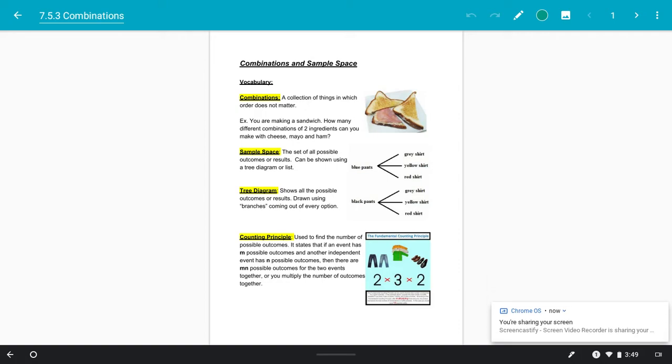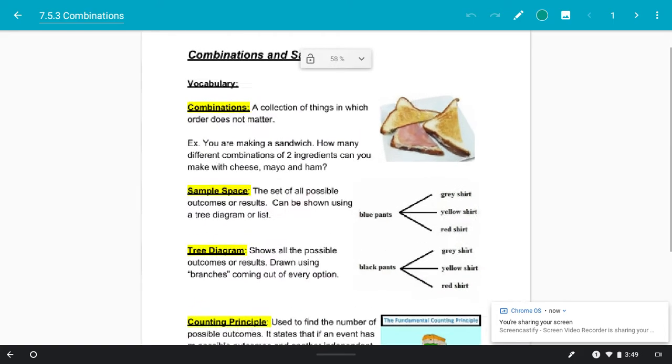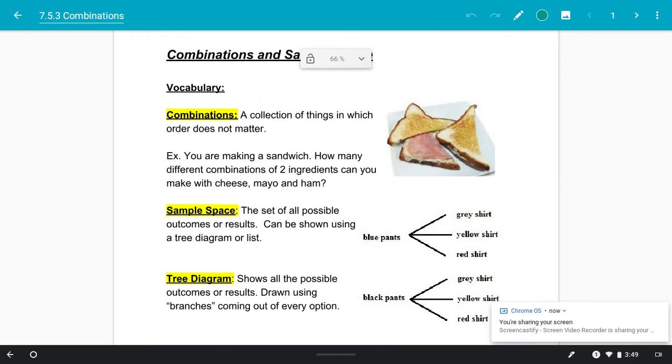Today we're going to talk about combinations and sample space. As with a lot of the stuff that we're learning in our probability unit, understanding the vocabulary is super important. So we really want to make sure that we understand what these words are talking about so we can understand the questions and how to answer them.